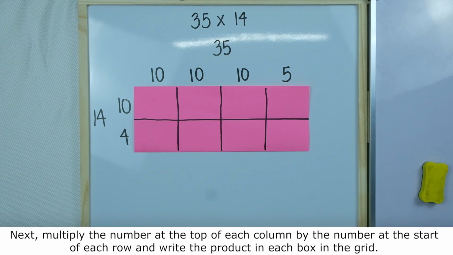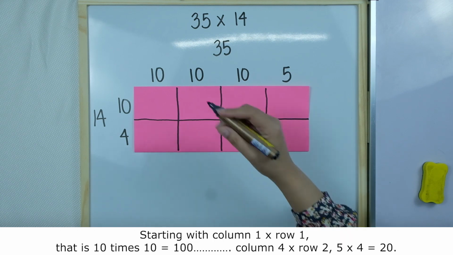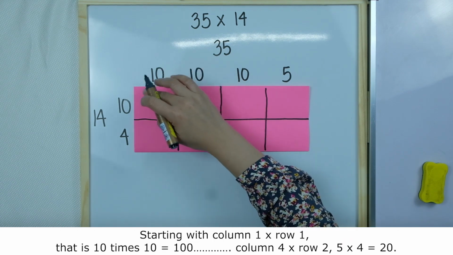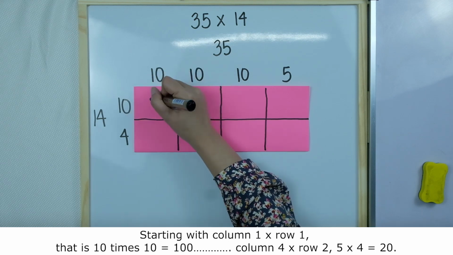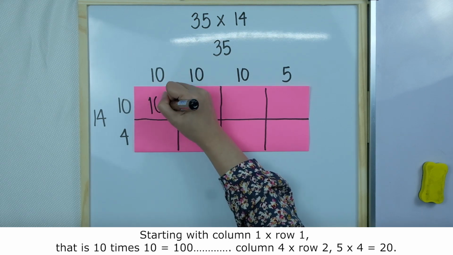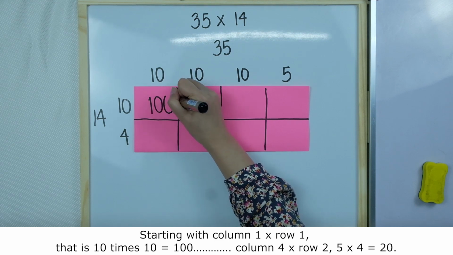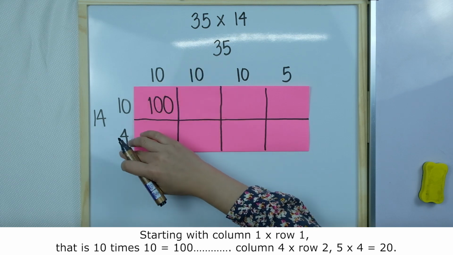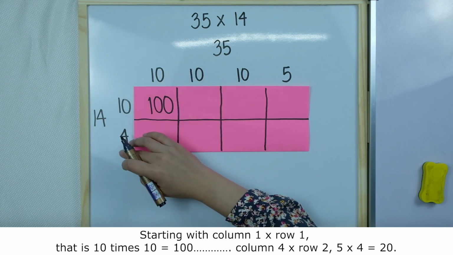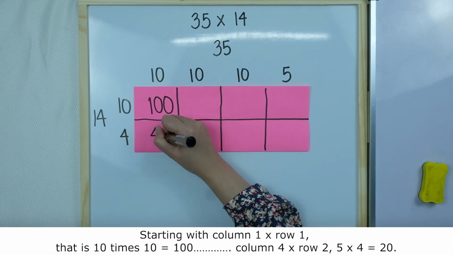Next, multiply the number at the top of each column by the number at the start of each row, and we write the product in each box in the grid, starting with column 1, row 1. That is 10 times 10 equals 100. Next, we multiply column 1 by row 2. 10 times 4 equals 40.